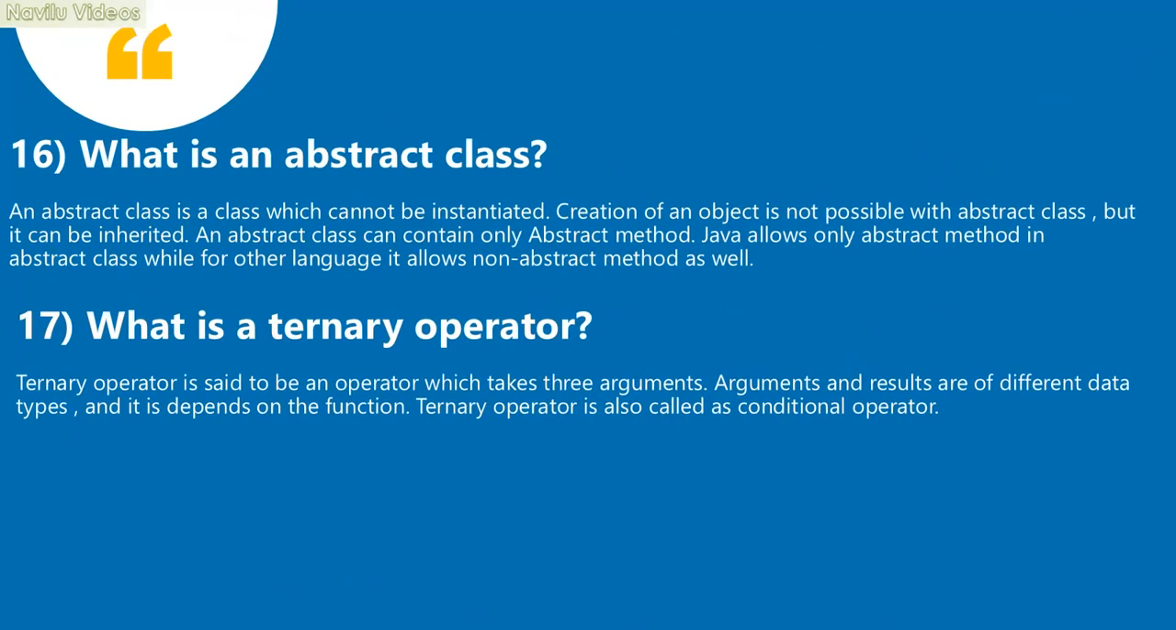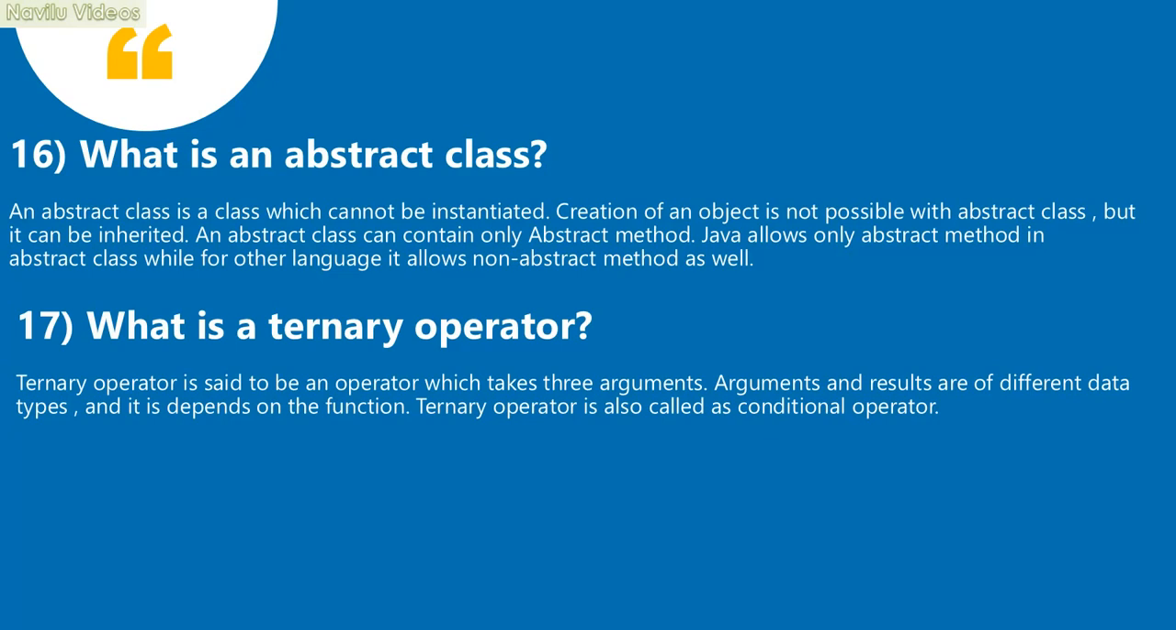What is an abstract class? An abstract class is a class which cannot be instantiated. Creation of an object is not possible with an abstract class, but it can be inherited. An abstract class can contain only abstract methods. Java allows only abstract methods in an abstract class, while other languages allow non-abstract methods as well.